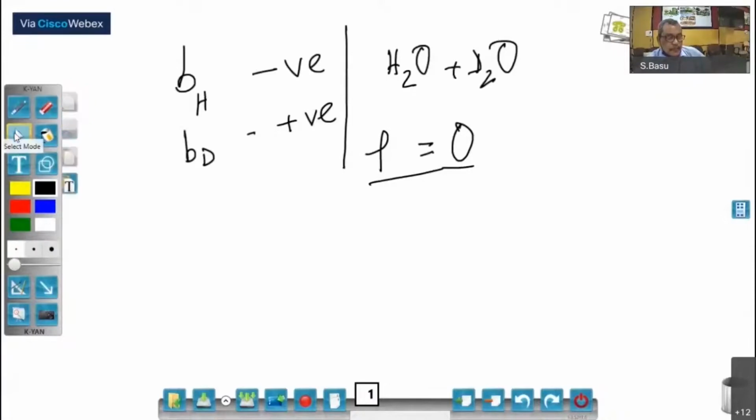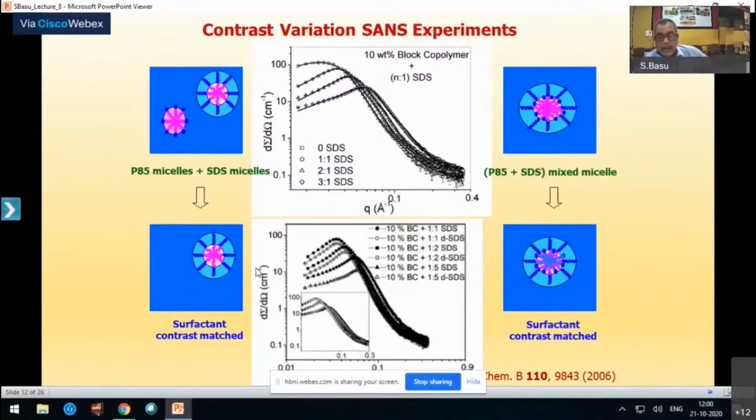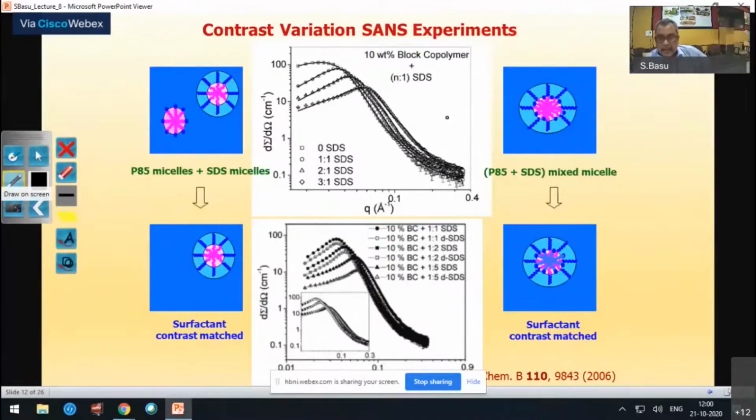Suppose I have some object which I want to study. I can make a part of it visible and the rest of it invisible. And then I can do small angle neutron scattering, and I will see only that part. So in an H2O D2O mixed medium, I can put a micelle and make the contrast match with this part. Then small angle neutron scattering will see only this small part. Or I can do vice versa.